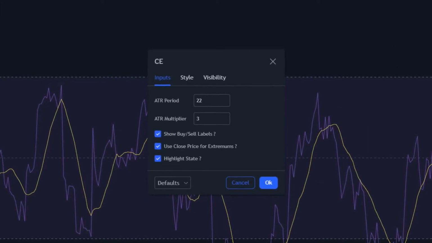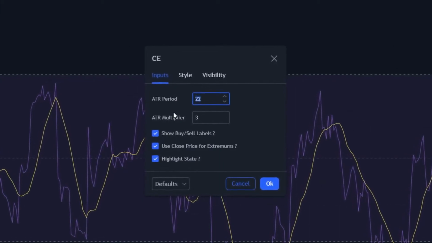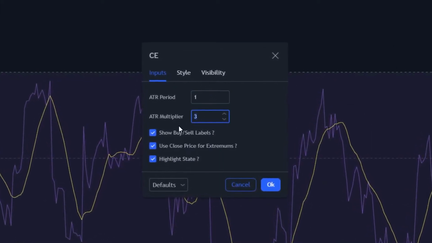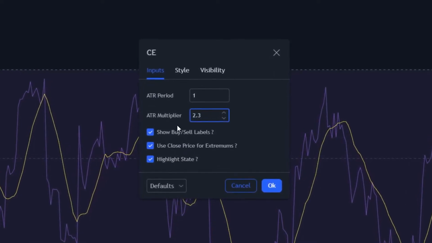Next, go to the Inputs tab and change the ATR period from 22 to 1. Then change the ATR multiplier from 3 to 2.3.